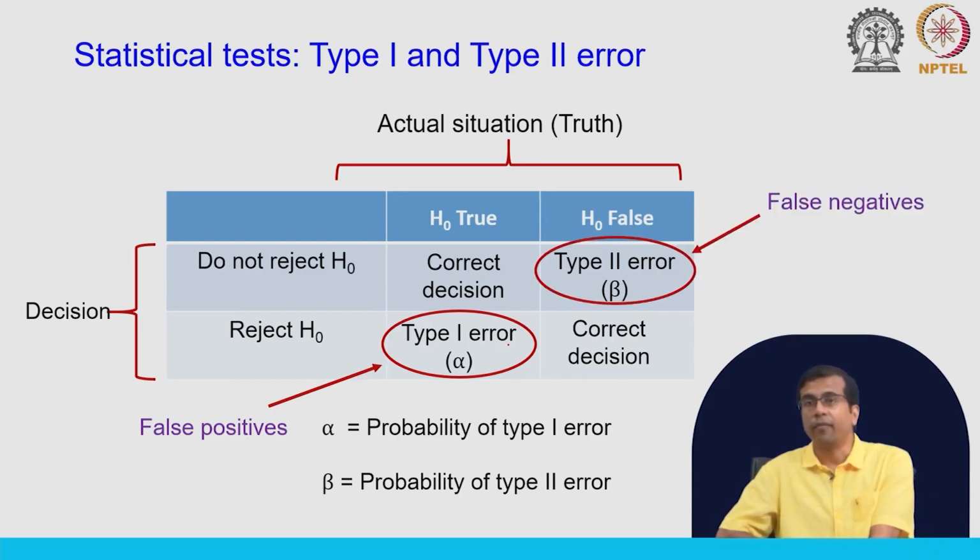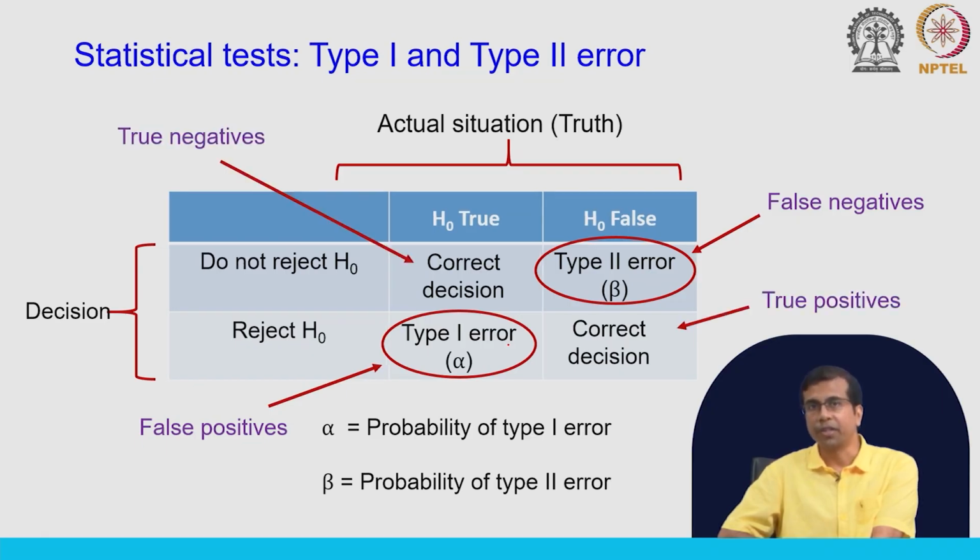On the other side you have the false negatives, where H naught is false and we do not reject H naught. That is false negatives. And of course, you have the true positives and the true negatives, which are the correct decisions. We are making correct decisions, which is why they are true positives and true negatives. Once this is clear, we will see how this type 1 error can increase when you do multiple hypothesis testing.